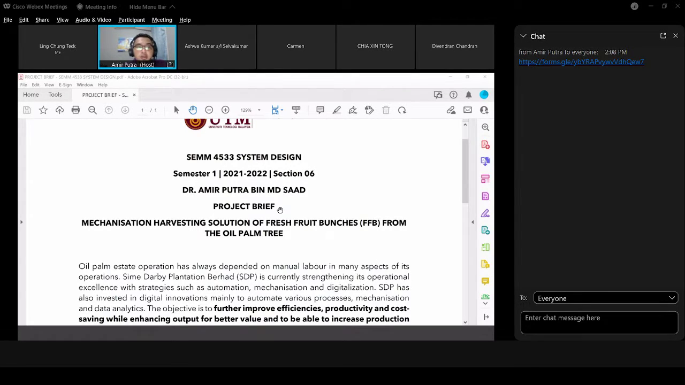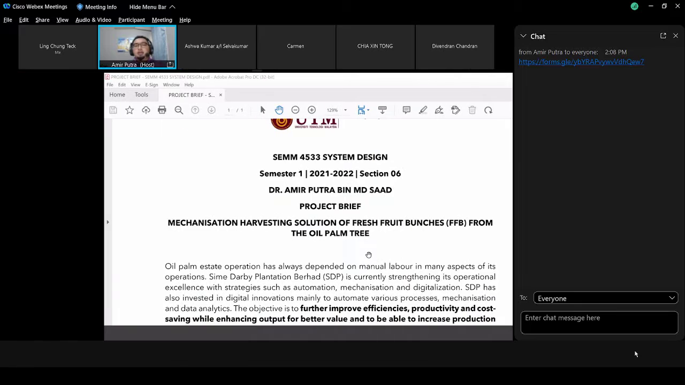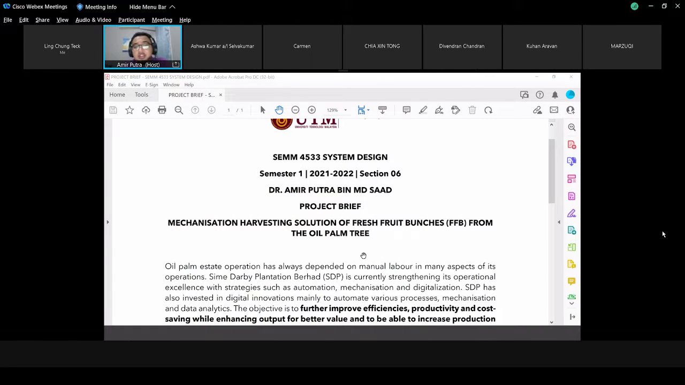Design project all about the mechanization harvesting solution of fresh fruit bunches, FFB, from the palm oil tree. Okay, so mechanization harvesting solution.